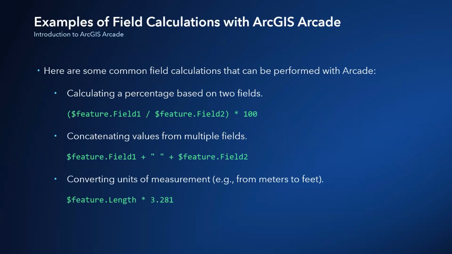We can see some examples of this. We can see calculating a percentage based on 2 fields. This Arcade expression calculates the percentage that one field value represents of another field value in the same record. We can concatenate values from multiple fields. So this Arcade expression concatenates the values of 2 fields in the same record into a single line. And we can convert units of measurement. So this is an example of converting meters to feet.